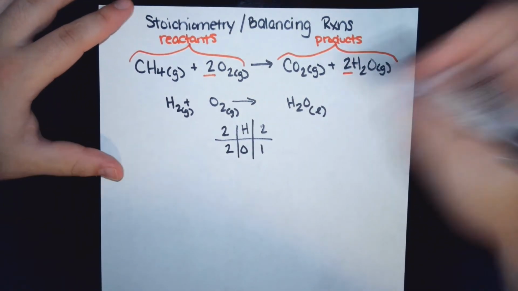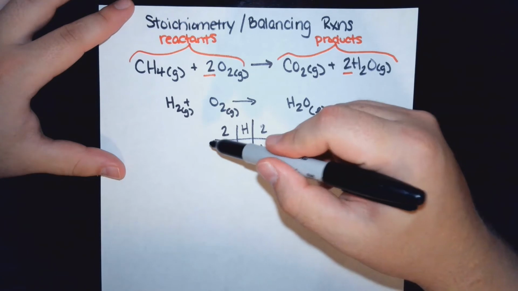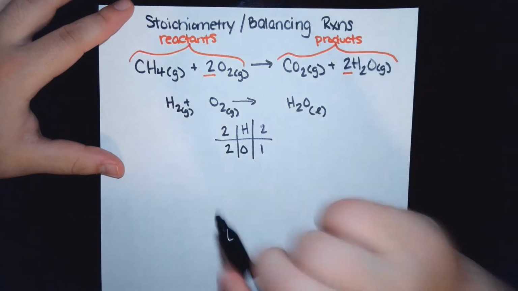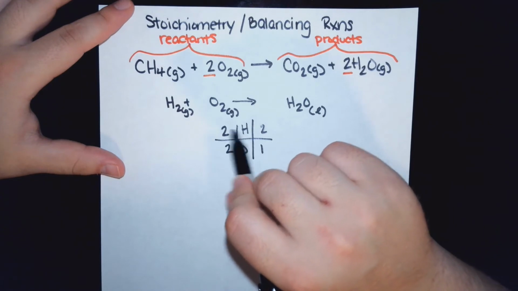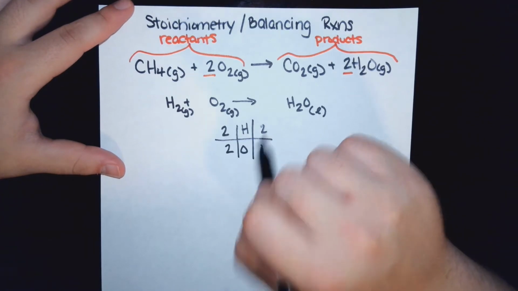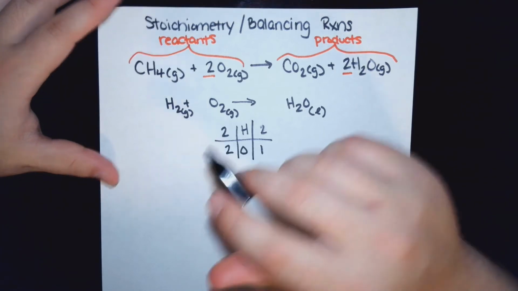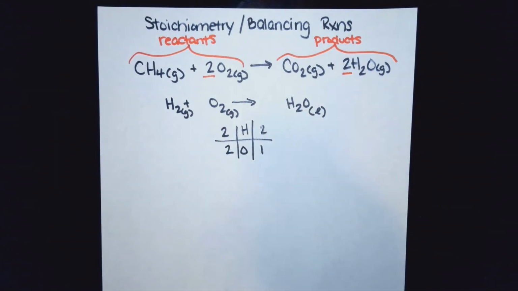So when these numbers are equal across the rows, that's when you have a balanced reaction. So when you have the same number of hydrogens in the reactants and the products, and the same number of oxygens in the reactants and the products, that is when you have a balanced reaction. That's what we're going for here. And again, when balancing a reaction, the only thing we can do is change the coefficients.